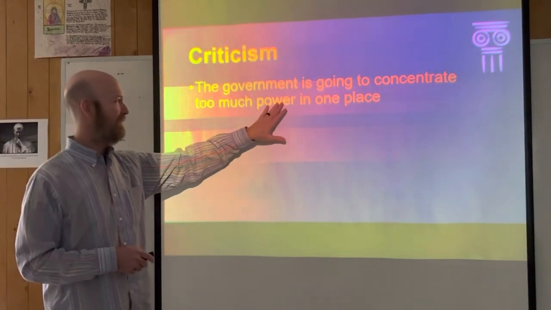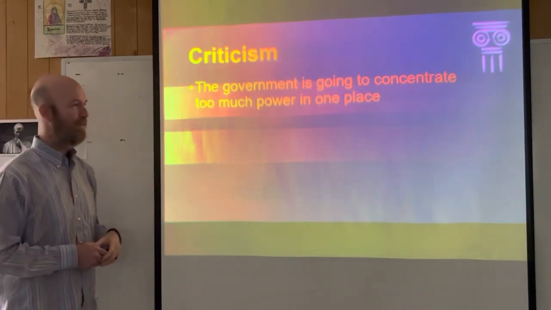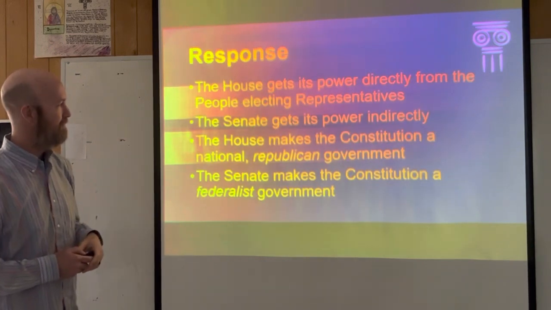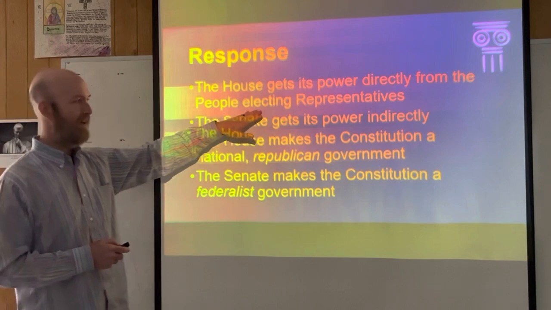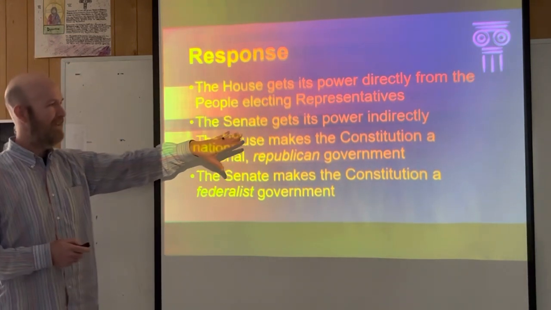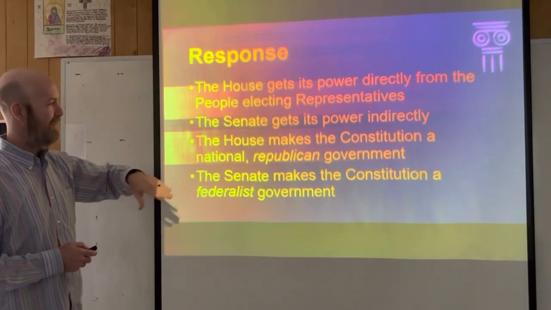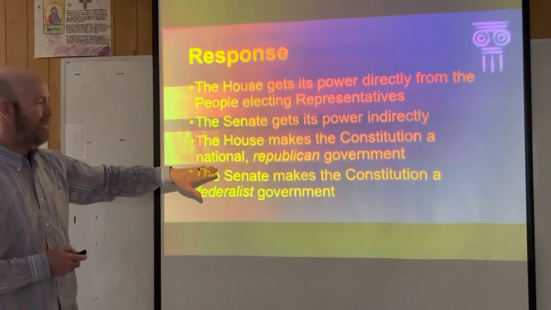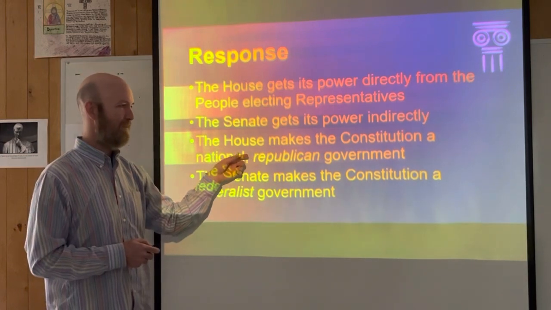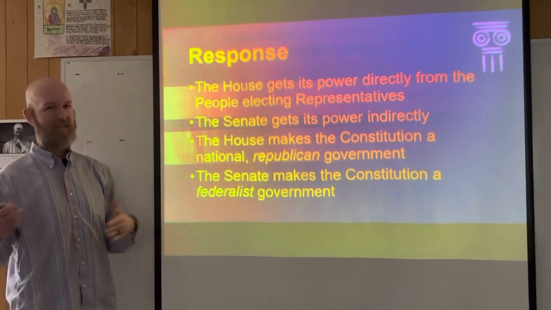Another criticism that they were addressing, the government is going to concentrate too much power in one place, the national government, or particularly certain branches. So they say the House gets its power directly from representing the people, so that's not too much power. The Senate is getting its power indirectly through the states. The House makes the Constitution national government, Republican, because the House is representing the people. And the Senate is making the Constitution federal, representing the states.